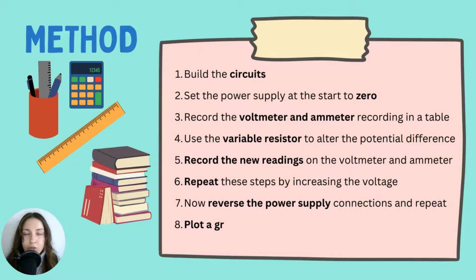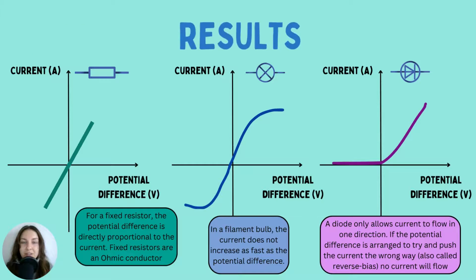And then once you've got your results for all three components, you want to plot your graph, and I'm going to show you the results now. So these are the three results that you should see. Remember, these are ideal results. Often when we do experiments, there'll be human error, there'll be slightly different fluctuations in the data, which is why we often do lots of readings and calculate a mean average. But these are the results you should see. And for the exam, you should be able to identify these graphs, potentially plot them, and explain what they show.